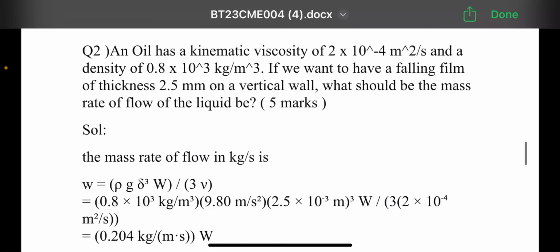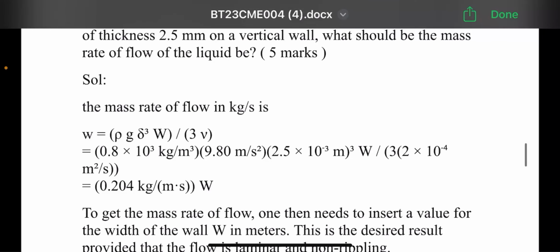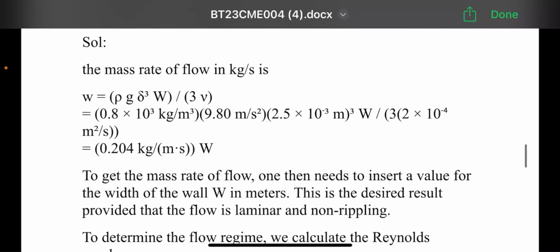So the solution is that the mass rate of flow in kg per second is w = ρ g δ³ W / (3 × kinematic viscosity). So we will solve this and we will get the value as 0.204 kg per meter second times capital W, that is the width of the wall. To get the mass rate of flow, one then needs to insert a value for the width of the wall W in meters. This is the desired result provided that the flow is laminar and non-rippling.